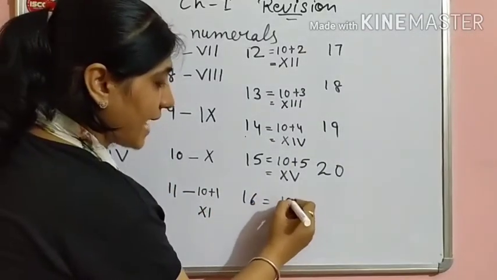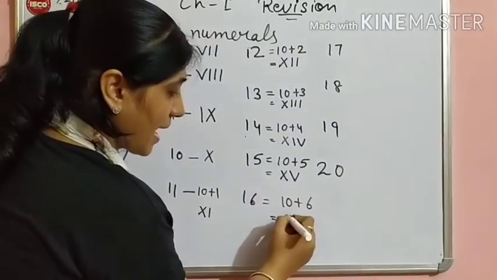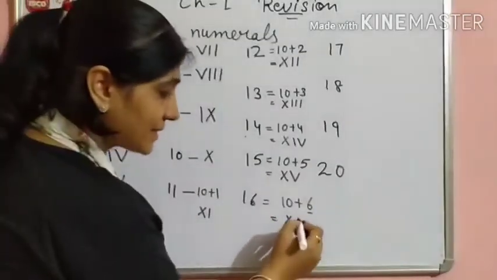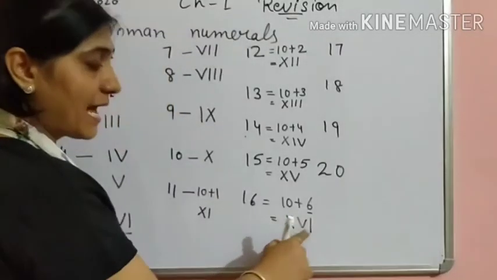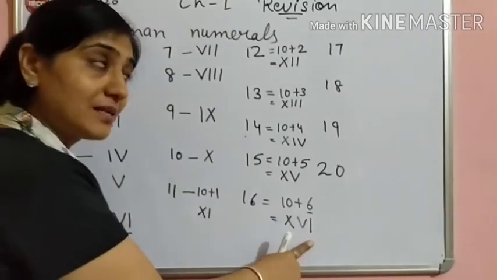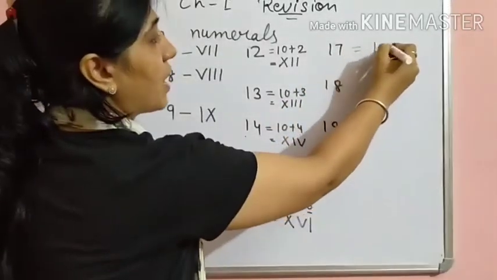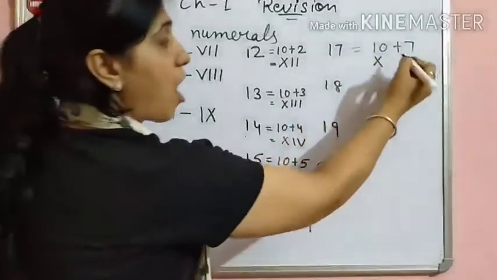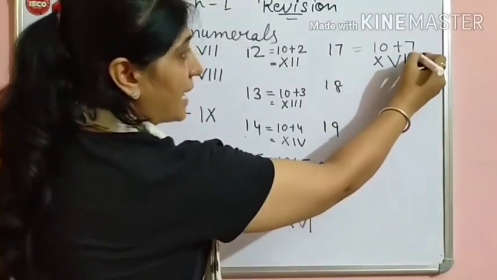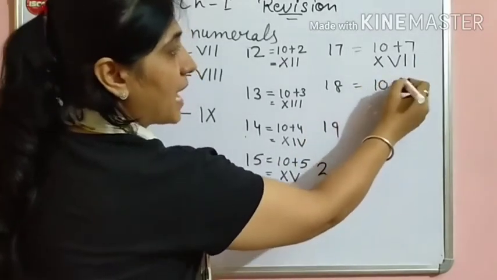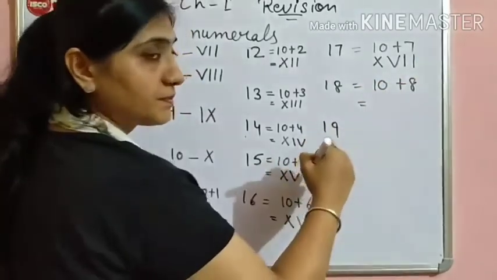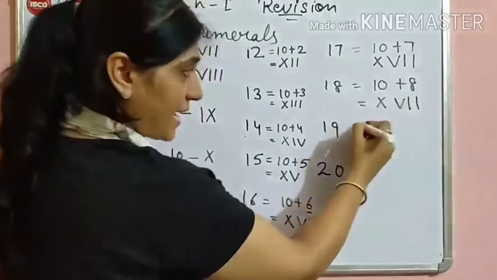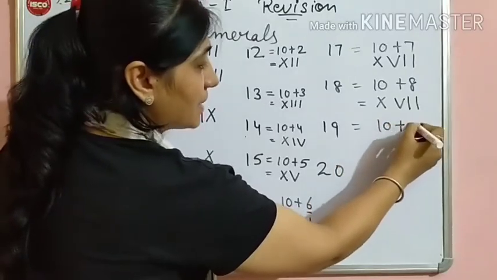16, 10 plus 6, X. And how can we write the 6? VI. So, X, VI. 10 and 5, 15 and 1, 16. Now 17, 10 plus 7. The symbol for 10, X. How can we write the 7? VII. 18, 10 plus 8. Then X, VIII. 19, 10 plus 9.